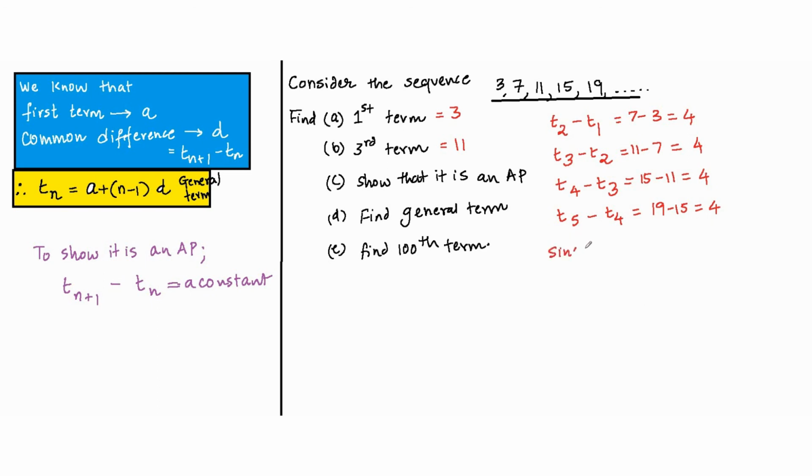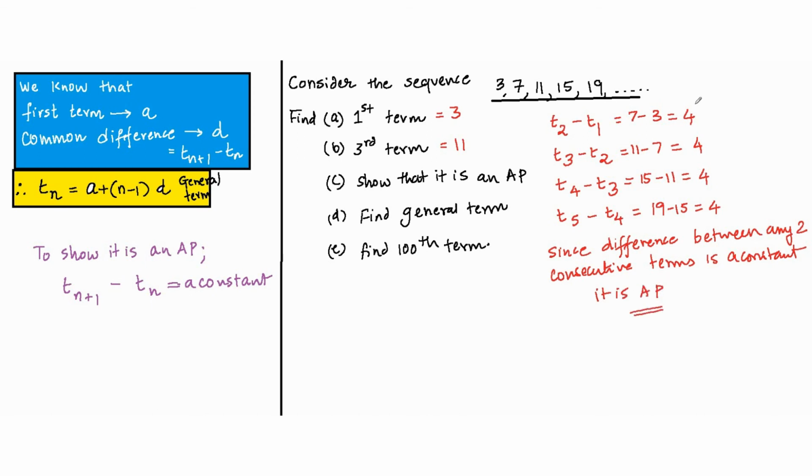So since the difference between any two consecutive terms is a constant, I can say that it is an arithmetic progression, right? And what is the common difference? The common difference is 4 in this case. So I can say that this AP has A equal to 3 and the common difference is equal to 4. These are two very important parameters of any arithmetic progression.